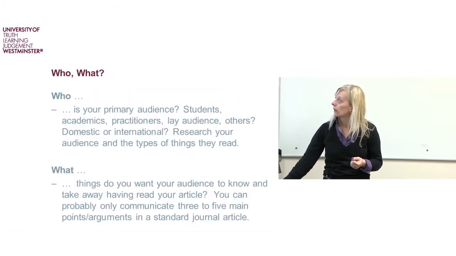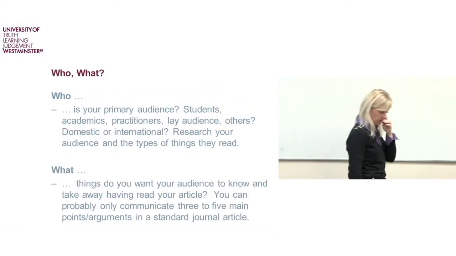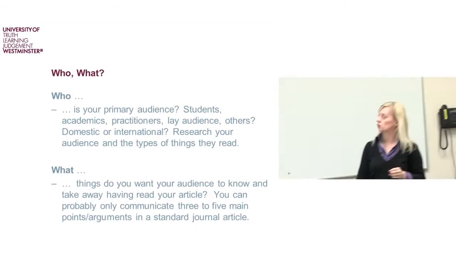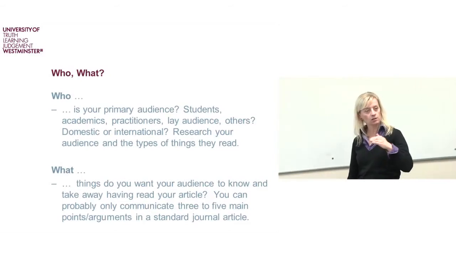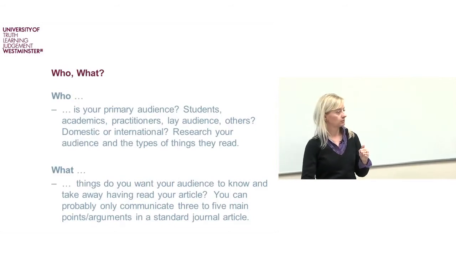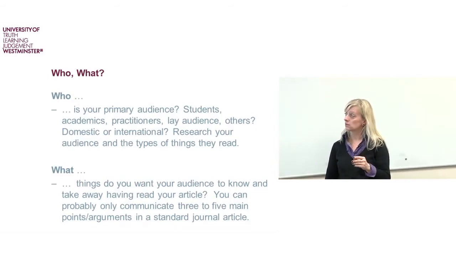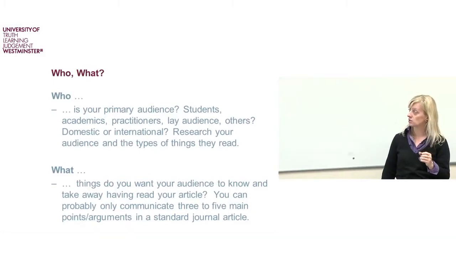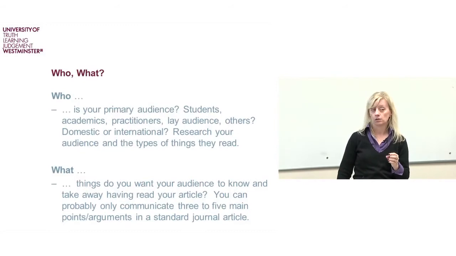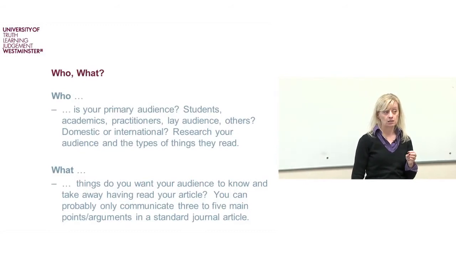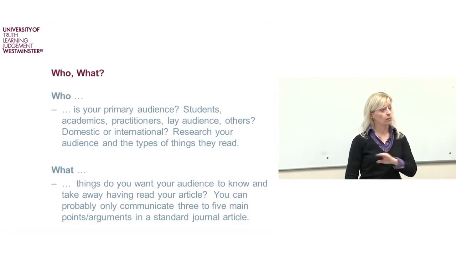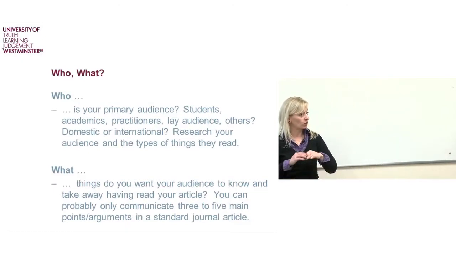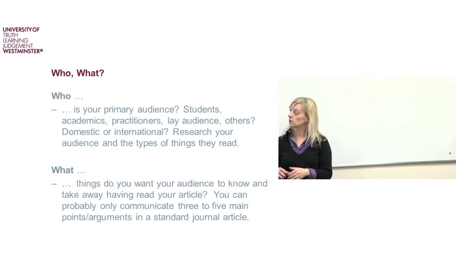Right, so when we think about the who then, who's your primary audience? Are you aiming your article at students? If so, undergrad, postgrad, PhD? Are you aiming it at academics and PhD students? Are you aiming it at lawyers in practice? Are you aiming it at people who know nothing about law? Because you'll write that very differently if you're writing something for people who aren't lawyers at all.